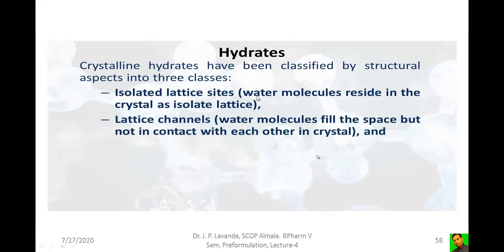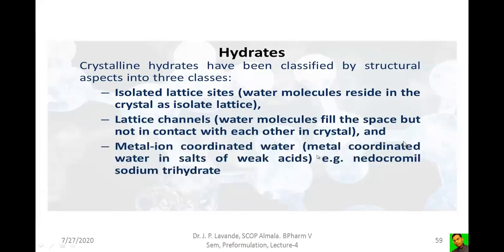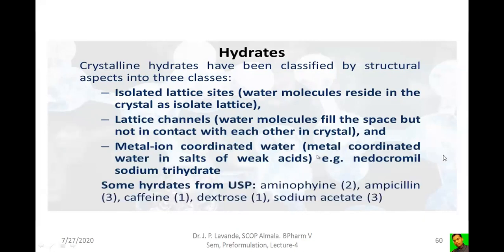What is the difference? The water molecule resides in the crystal as an isolated lattice, whereas in the case of a lattice channel, the water molecules fill the space but are not in contact with each other in the crystal. And the third one is the metal ion coordinated water. The metal coordinated water is in salts of weak acids, for example, nedocromil sodium trihydrate.